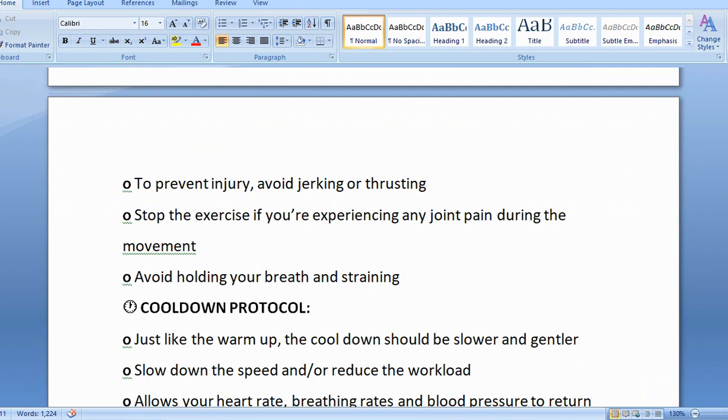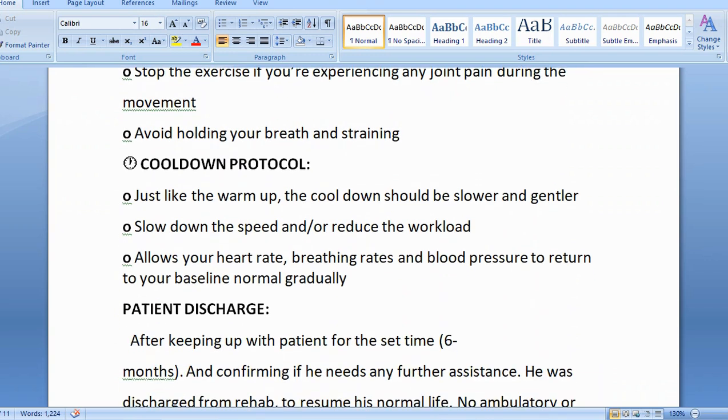Cool down protocol. Just like the warm-up, the cool down should be slower and gentler. Slow down the speed and or reduce the workload. It allows your heart rate, breathing rate and blood pressure to return to your baseline normal gradually.